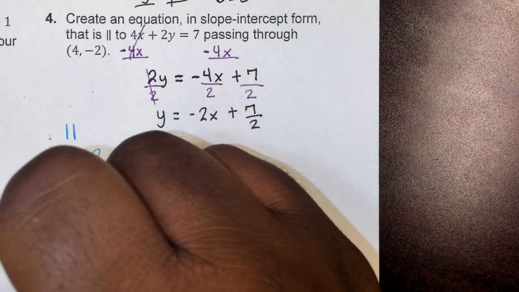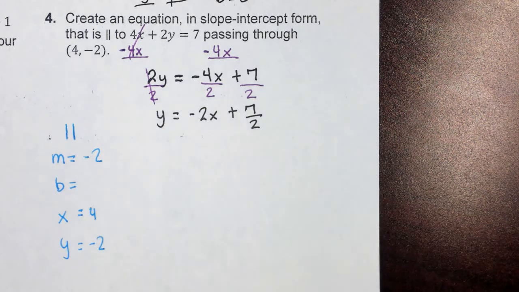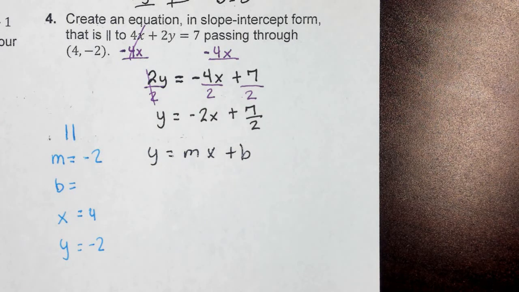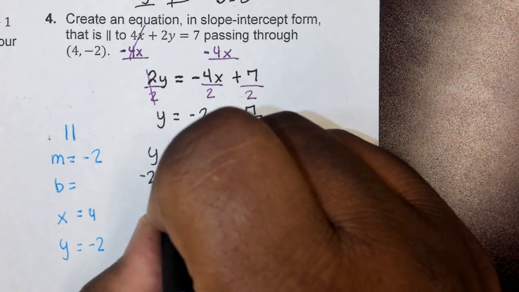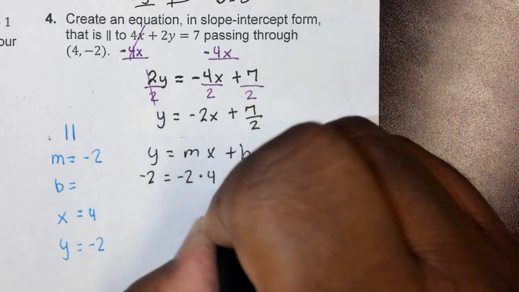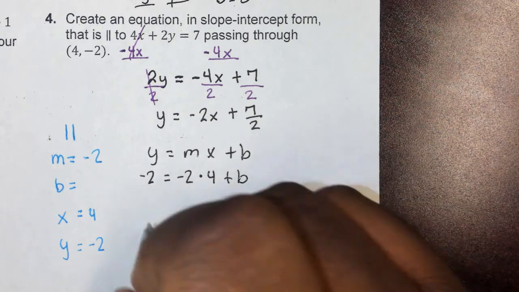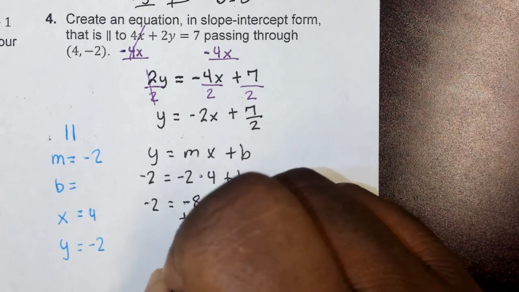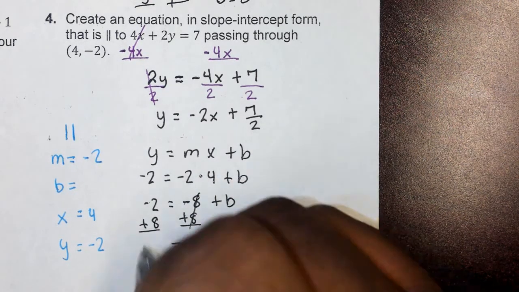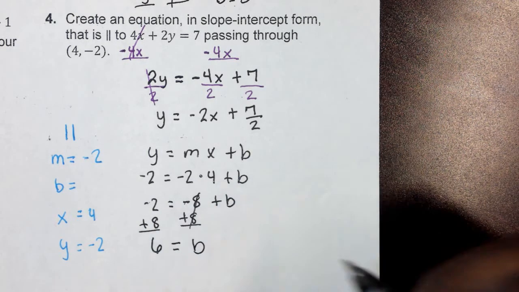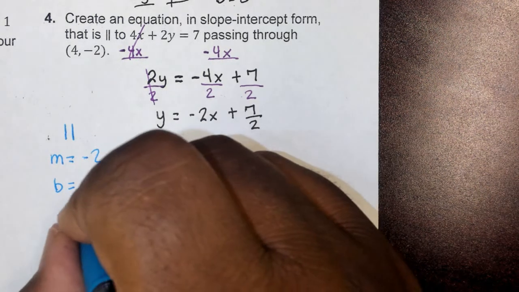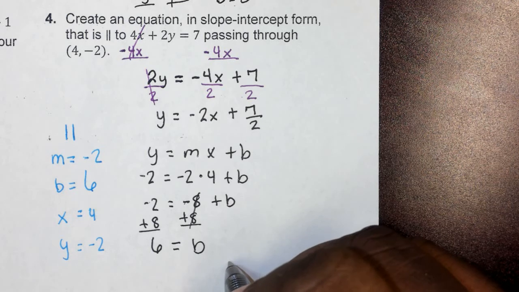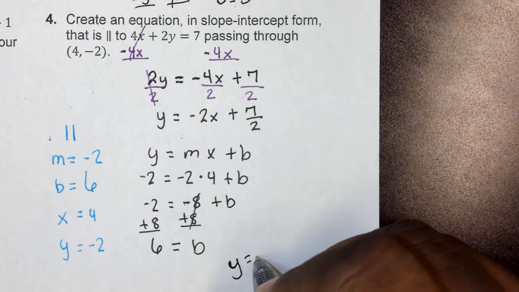x is 4. y is -2. y equals mx plus b. I'm going to throw that down. -2 equals -2 times 4 plus b. So -2 times 4, -8 plus b. Add 8. Cancels. -2 plus 8, 6 equals b. So Amanda, whenever you're ready. That's what we've been doing. So y equals -2x plus 6. Thank you.